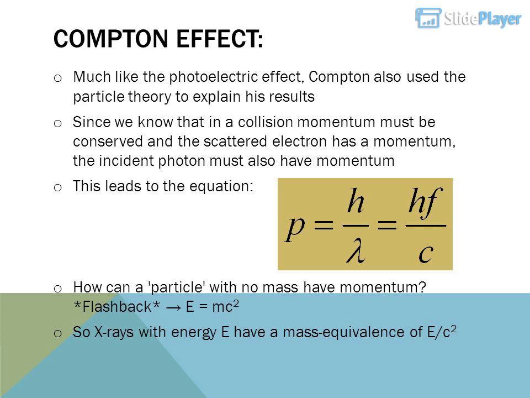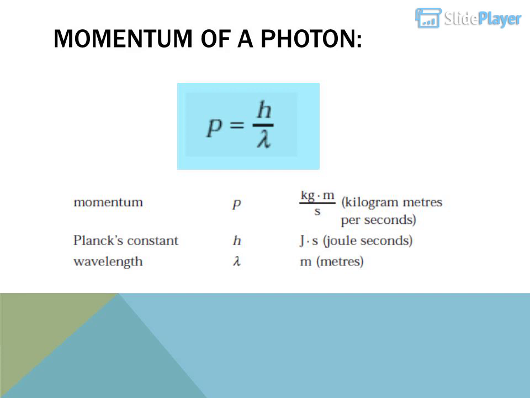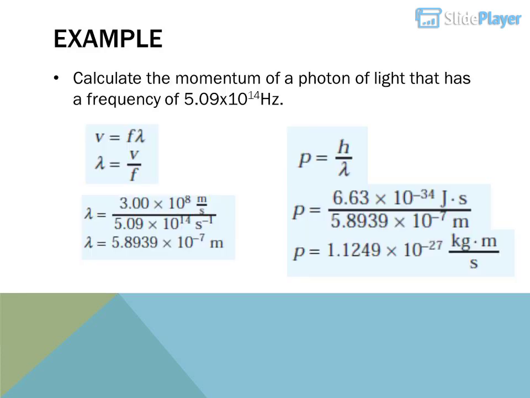How can a particle with no mass have momentum? Flashback: E=mc². So X-rays with energy E have a mass equivalence of E/c², the momentum of a photon. Example: calculate the momentum of a photon of light that has a frequency of 5.09 × 10^14 Hz.